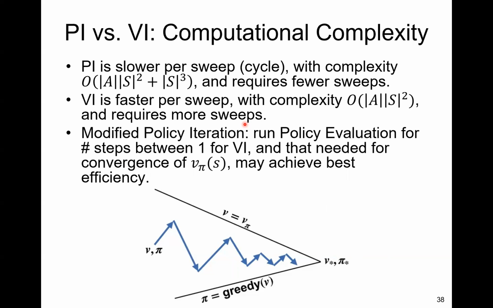So policy iteration is slower per sweep and requires fewer sweeps. Value iteration is faster per sweep and requires more sweeps. That's because for policy iteration, every policy evaluation step must iterate until convergence. Whereas for value iteration, you can think of every update to the Q star function with the Bellman optimality equation as one iteration of generalized policy iteration. So you can think of every update to Q star as one sweep.